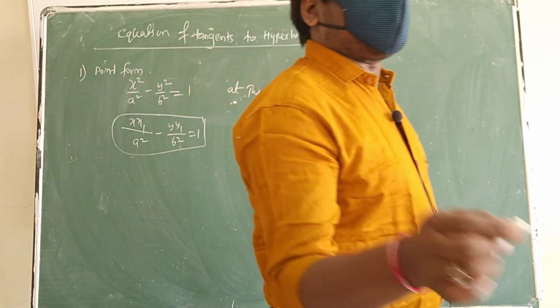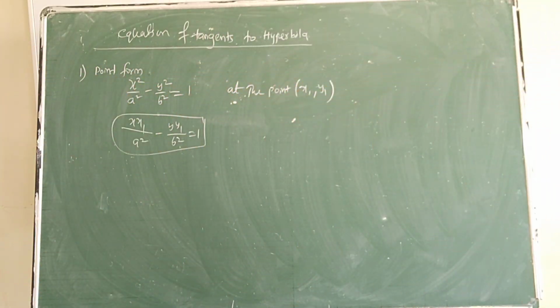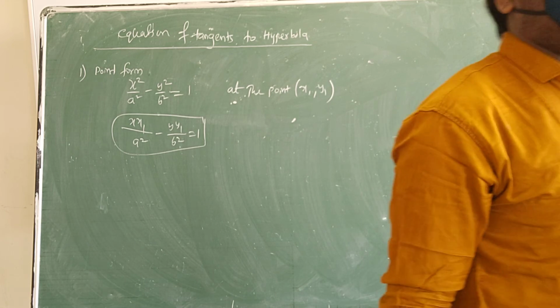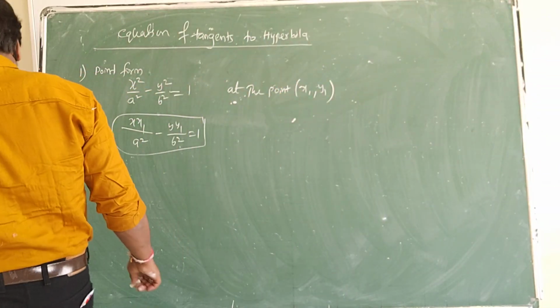X square will be replaced as xx1, y square will be replaced as yy1. I am telling from the circle onwards. X square is replaced by xx1, y square is replaced by yy1. That will be the equation of the tangent at a given point.